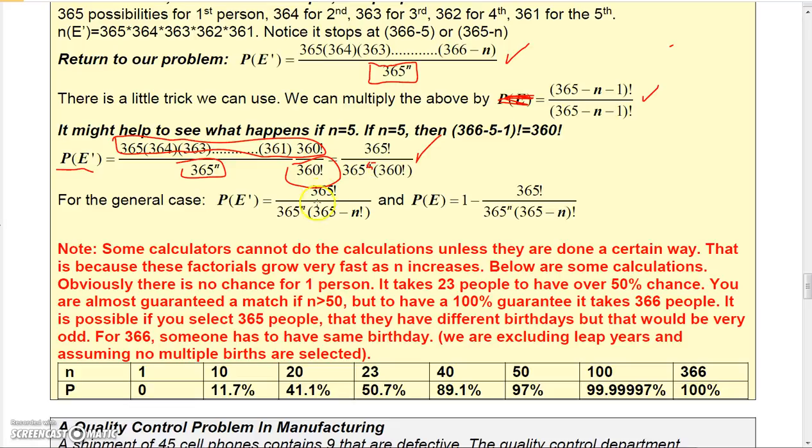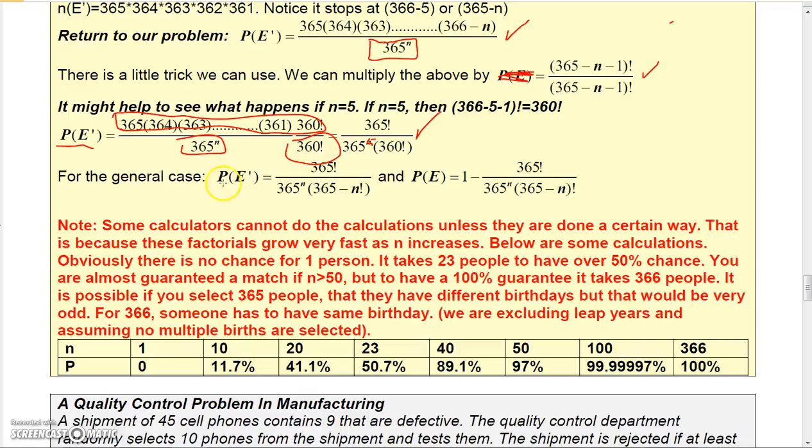So that should be a 5. Everywhere you see it in there, that should be a 5 if n is 5. So anyway, this is the general formula for the probability of not E. If you want the probability of E, you subtract that formula from 1.